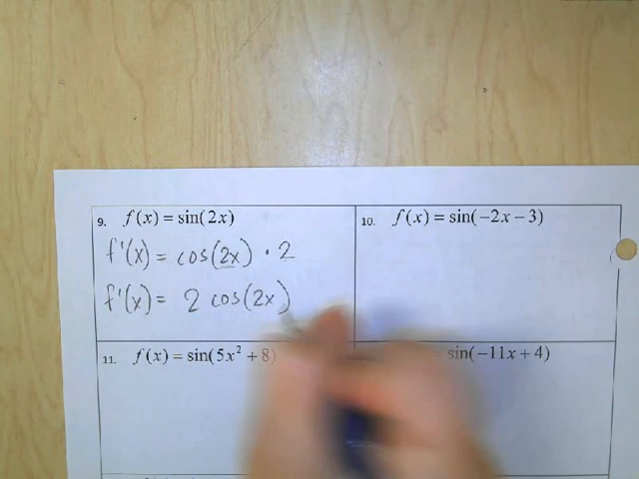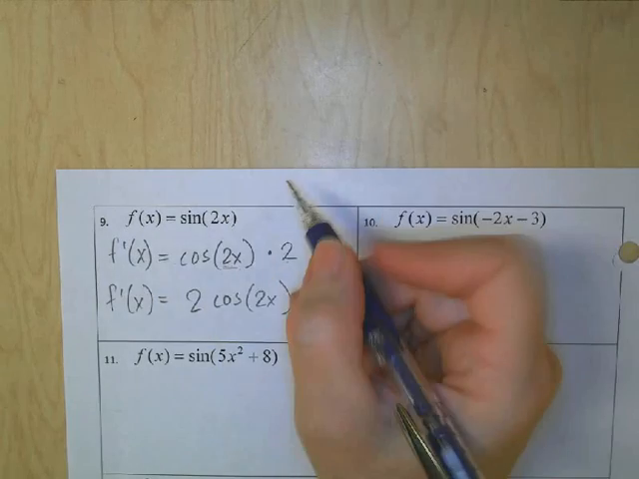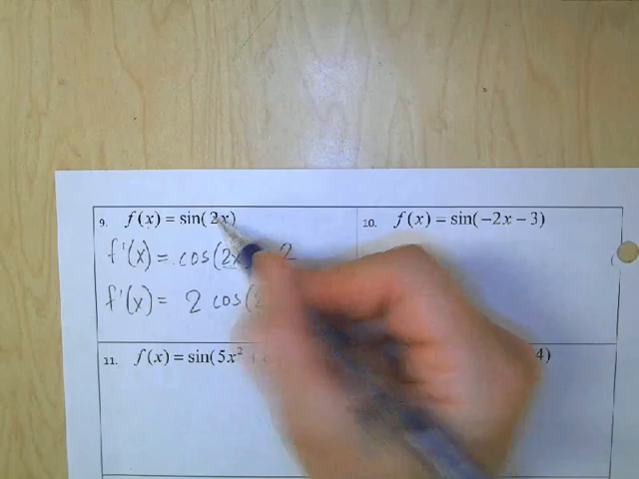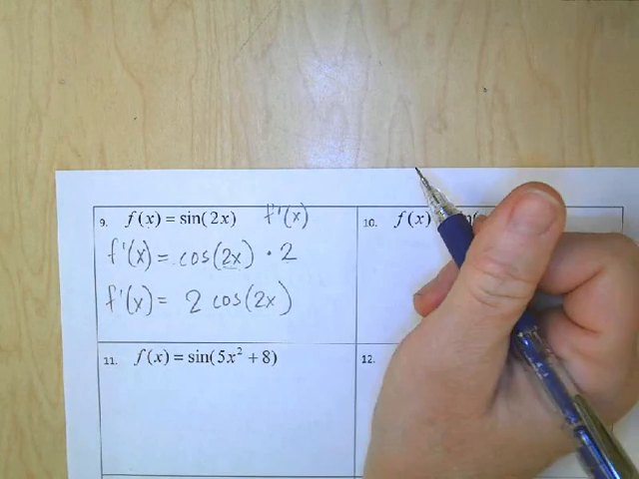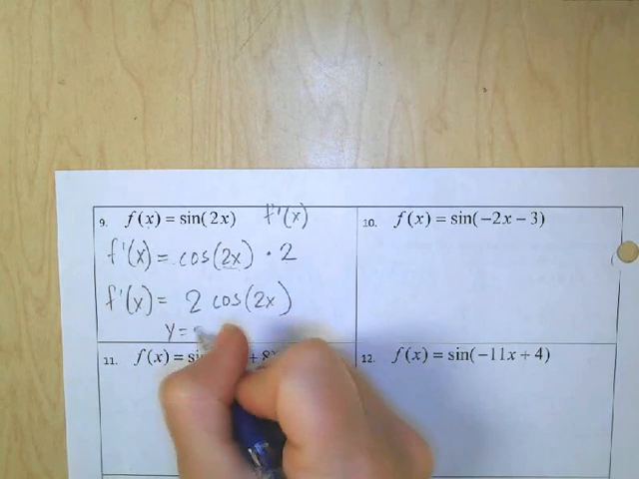All right, and then again, you could put this into your computer. Put in f of x, type in f prime of x, let Desmos show you the derivative, and then for this one, write y equals 2 cosine 2x.